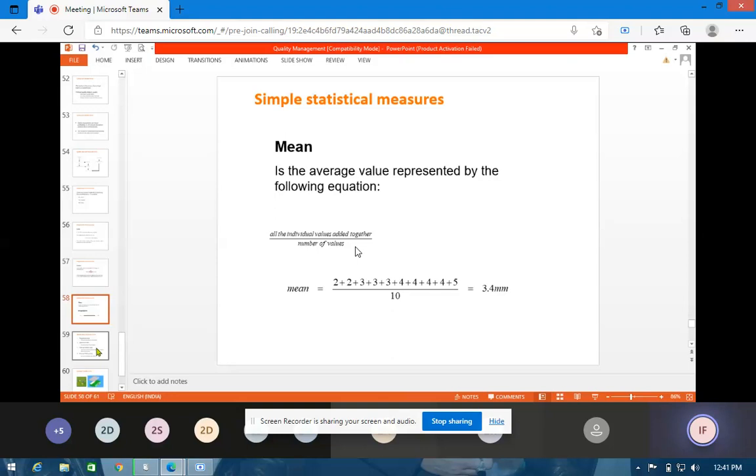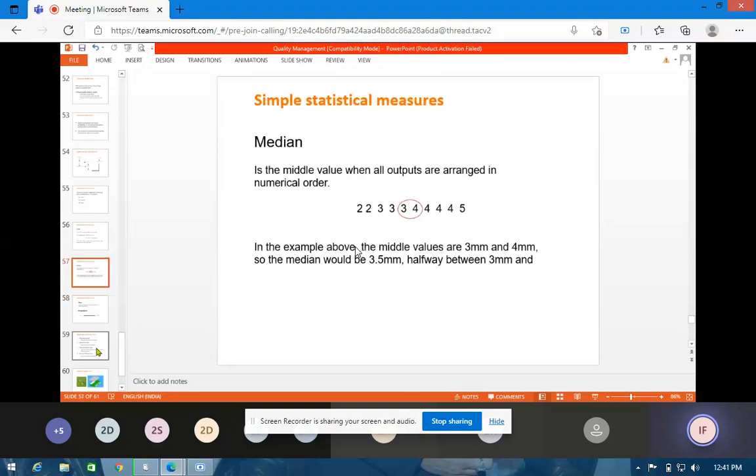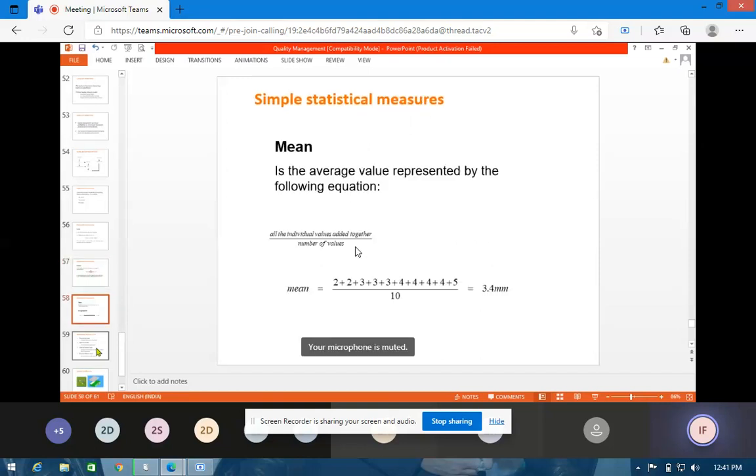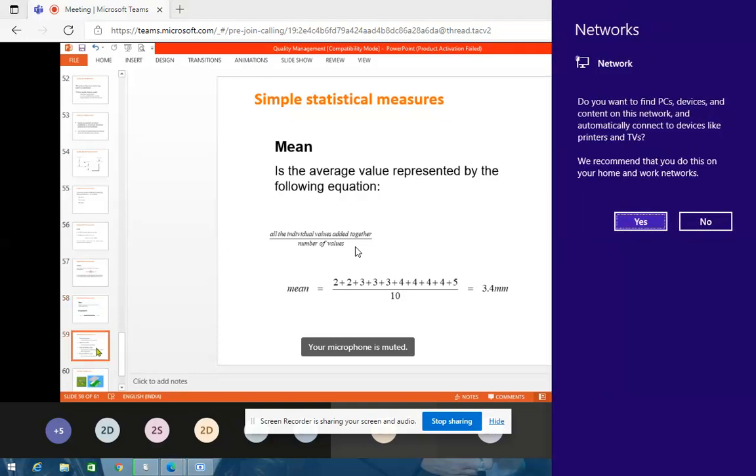So you see there is a difference between the mean and the median. The median is 3.5, but the mean is 3.4. So we will be using a lot of fundamentals of statistical quality control while discussing quality in operations. We will be having some separate sessions on statistical quality control.